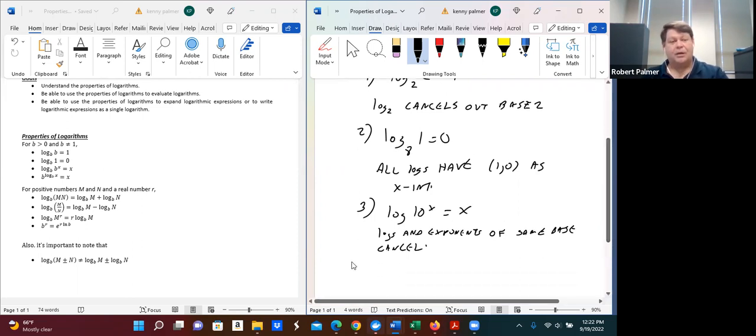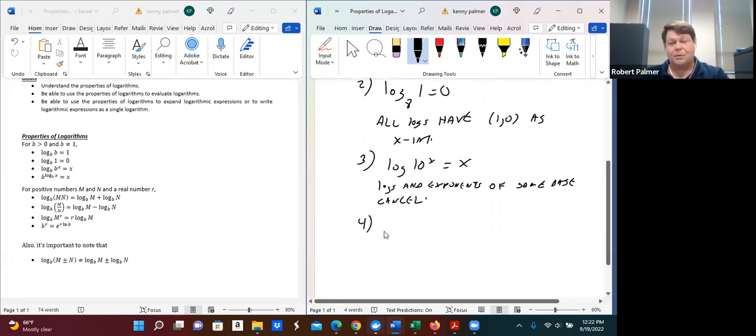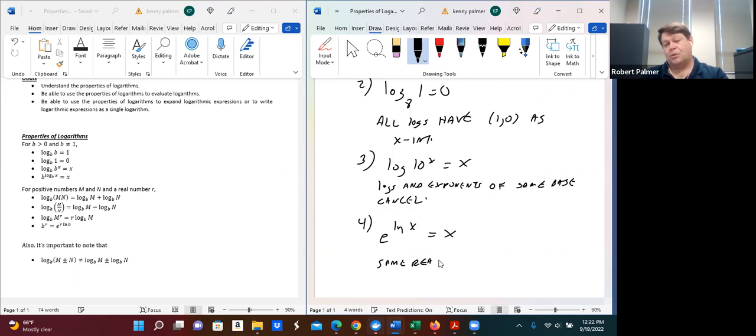And then property number 4 is like property number 3, just restated in terms of the base. This time, let's use natural log. So we have e to the natural log of x. That's also just equal to x, for the same reason as number 3. Because logs and exponents of the same base cancel each other out, whether we're talking about the log of the exponent or the exponent of the log. That's often a useful property. You can use that property in solving logarithmic and exponential equations.